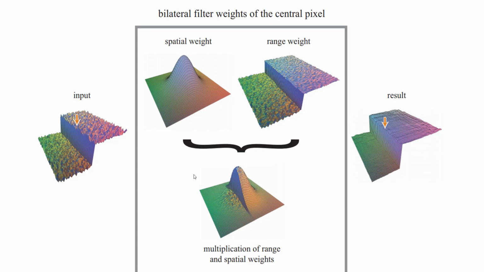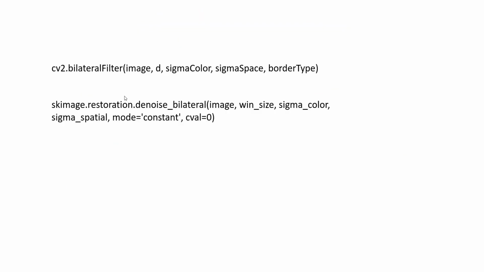Now, how do you implement this in Python? Again, there are two ways, well, probably more, but it's available as part of the OpenCV package. You just import CV2 and use cv2.bilateralFilter, or you can actually use this under scikit-image, skimage.restoration.denoise_bilateral. Okay, in both cases the parameters should be pretty similar, right?